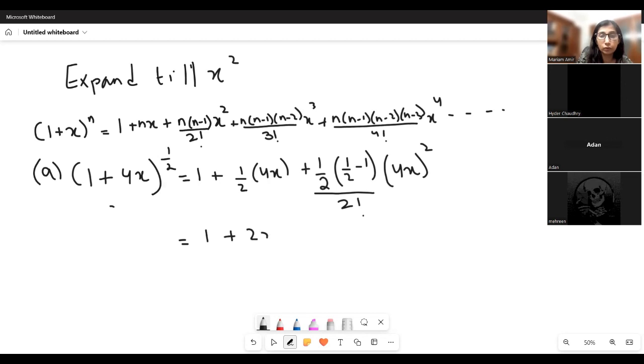Second term is 2x. For the third term, carefully enter all of this in the calculator once and then multiply it with 4 square. Okay, you have to be very careful here. You make a small slip in entering the values in the calculator and you lose a lot of marks. So half times half minus 1 times 16 divided by 2 factorial. I'm getting minus 2. So minus 2 x squared.